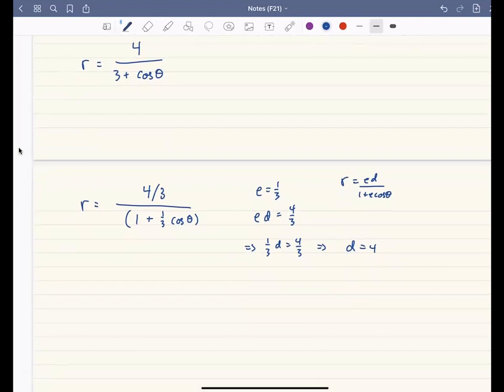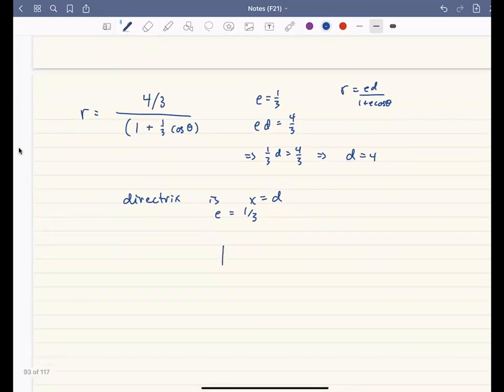If d is 4, then our directrix is going to be x equals d. We have an eccentricity of 1/3, which is between 0 and 1. So that means that we have a parabola. Excuse me, what did I just say? If e is 1/3, we get an ellipse. I don't know what I said before, but we get an ellipse.